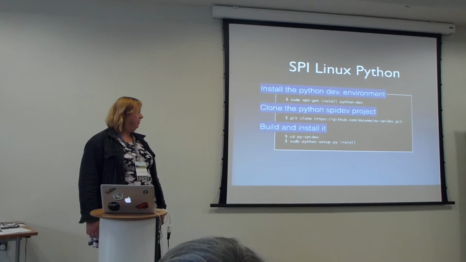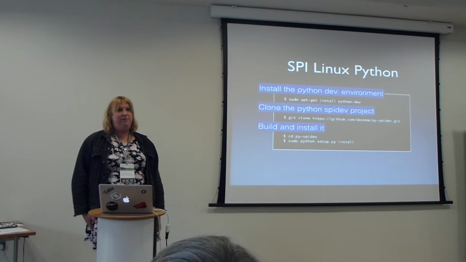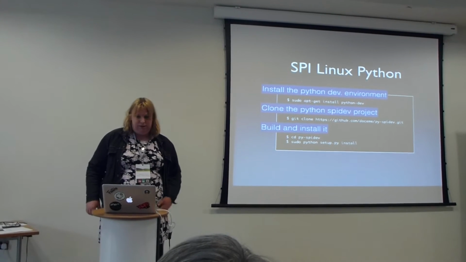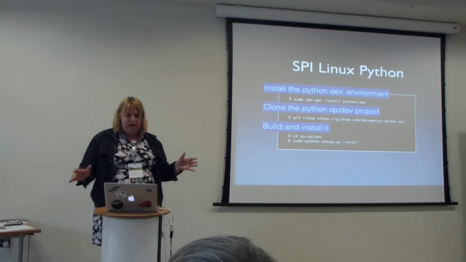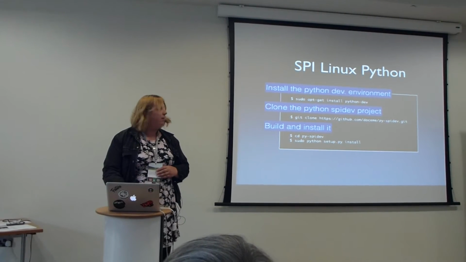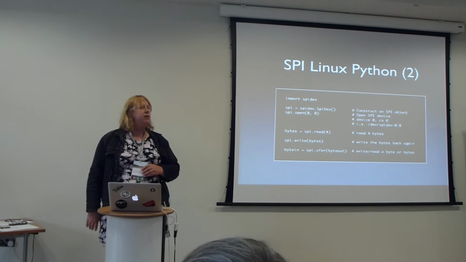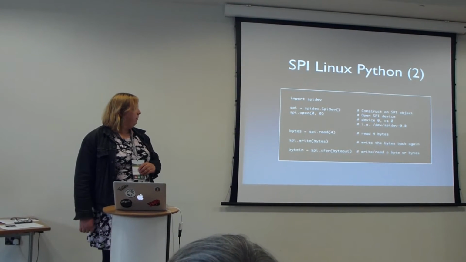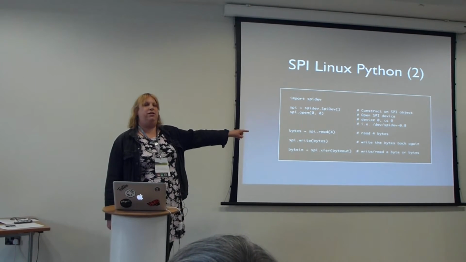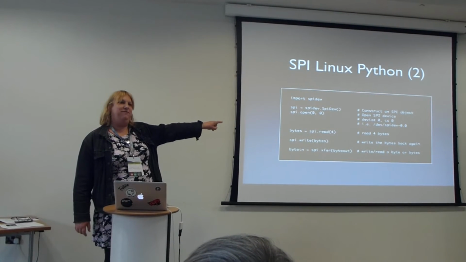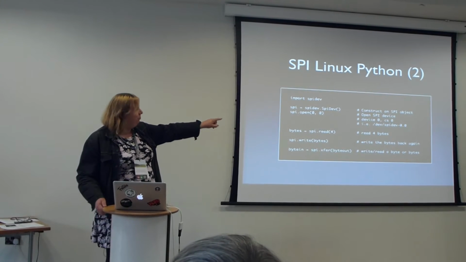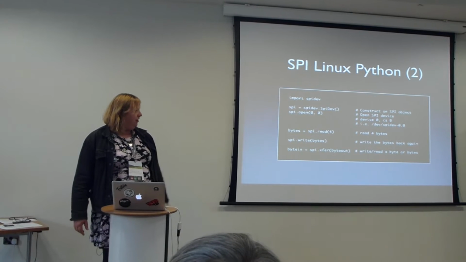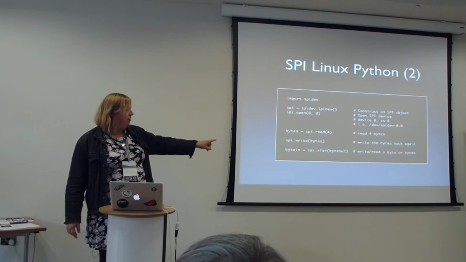Install Python dev. Get the SPI device Python extension from GitHub and build it and install it. So once you've got that in there, you now have a Python SPI device. So you can just import it as normal, open it. In this case, I'm inconsistent. I'm opening SPI device 0, not 2, and chip select 0. So once I've got that, I can read and write bytes as before, or use transfer.